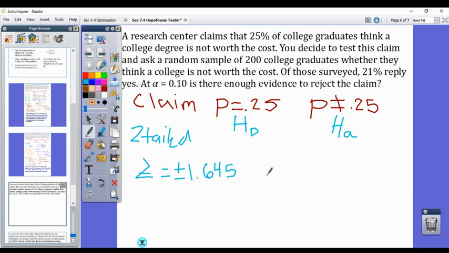So essentially, I've got two rejection regions here. Negative 1.645, everything to the left of that. And then everything to the right of 1.645. Okay. All right, so let's see.